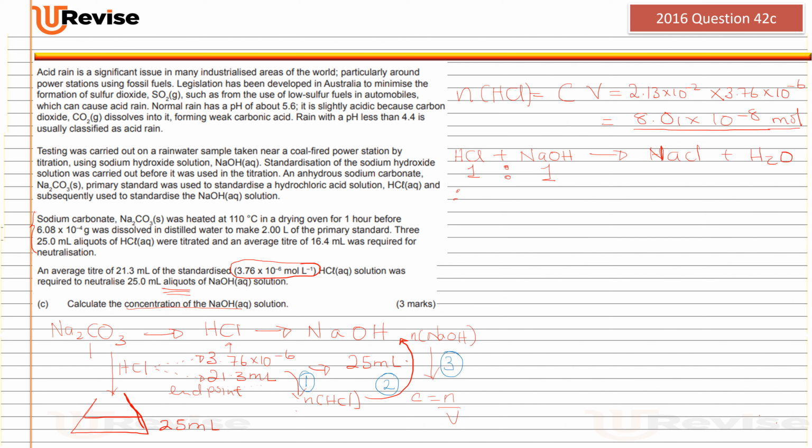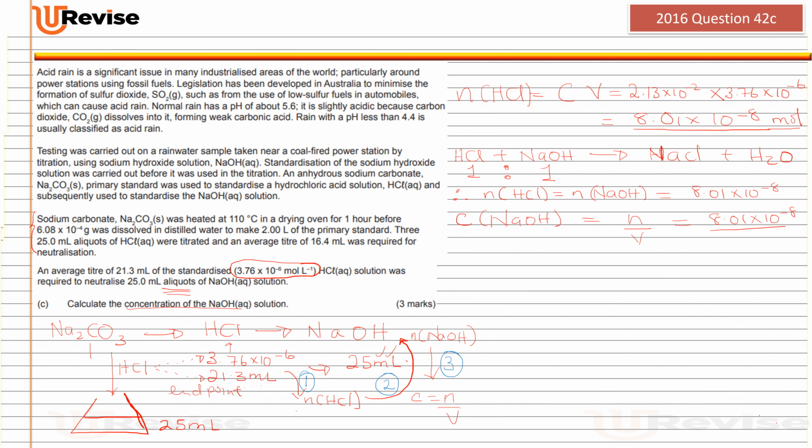I can therefore say moles of HCl is equal to the moles of what? Sodium hydroxide, which is equal to 8.01 times 10 to the power minus 8. Once I've done this, I now know the moles of sodium hydroxide. To find the concentration of sodium hydroxide, what do I do? I go on and say moles divided by volume, which is equal to 8.01 times 10 to the power minus 8 divided by my volume.